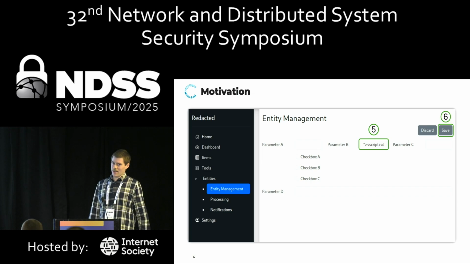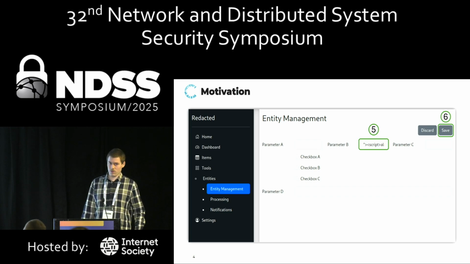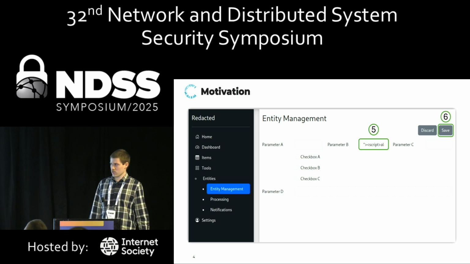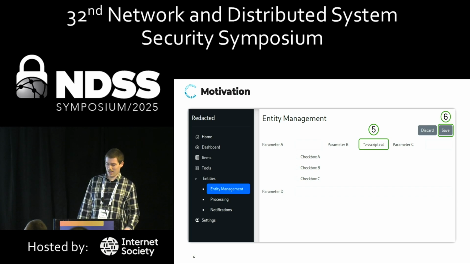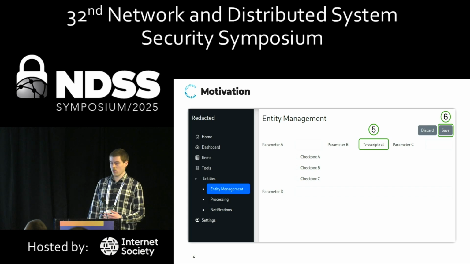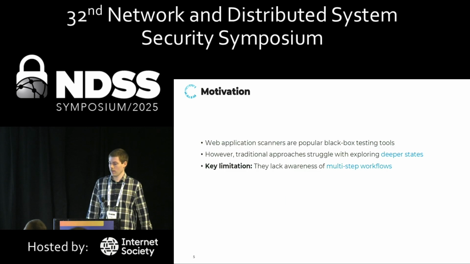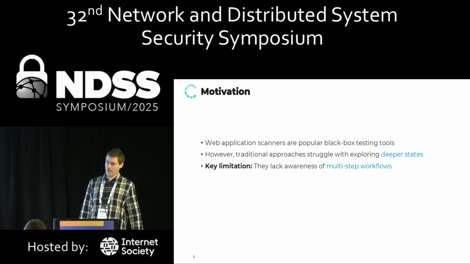Now, traditional scanners would struggle with uncovering this vulnerability since BFS or random crawling approaches are unlikely to perform all of these steps in the correct order. So essentially, the key limitation of these traditional scanners is that they lack any awareness of the multi-step workflows that are expected from users in today's web applications.